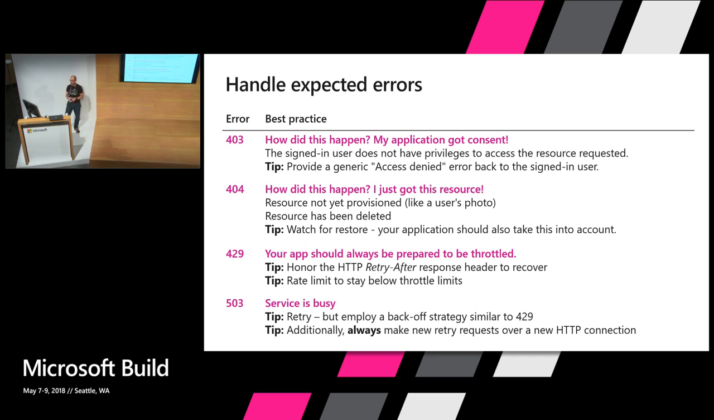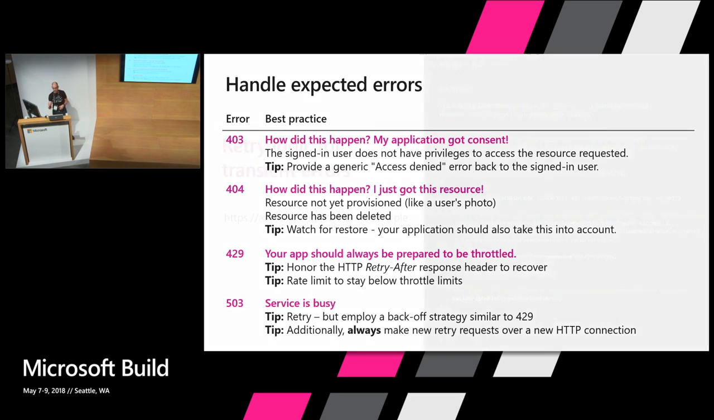The last 2 errors that we have, 429 and 503, are retryable errors. So when you see these errors, your app should retry calling Microsoft Graph. But in these cases, you should honor the retry after response and employ a back-off strategy. Also, when you make these retry requests, make them over a new HTTP connection.